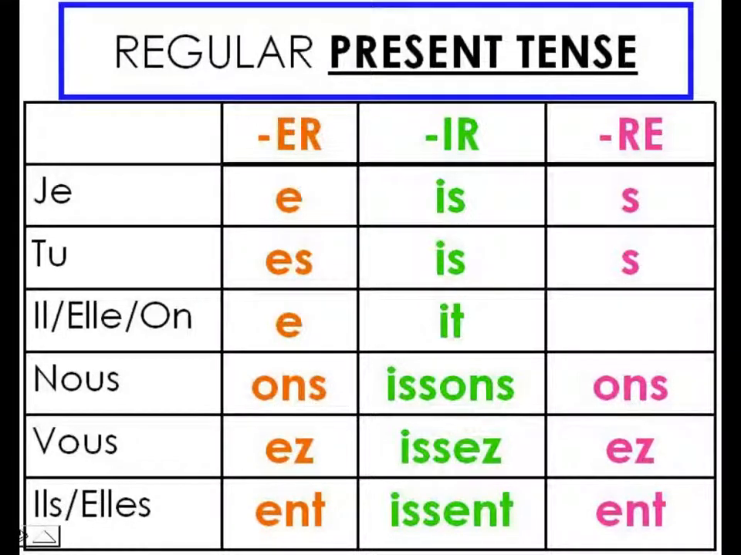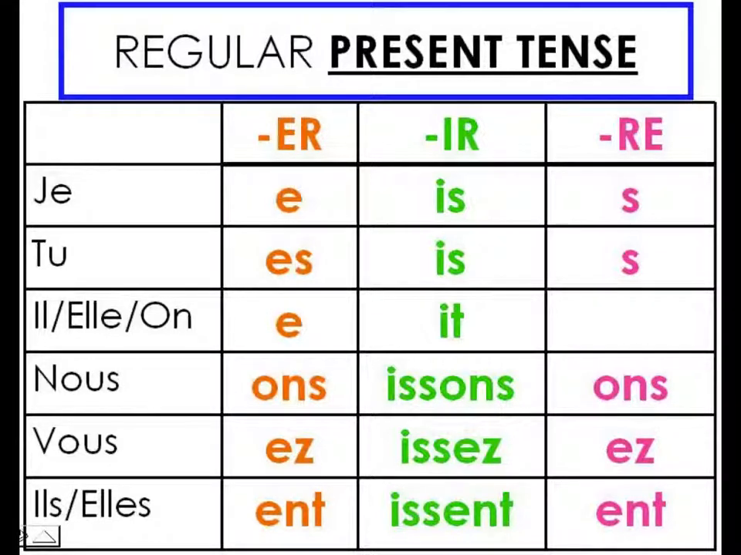So whereas previously with ER verbs, we removed the ER, and for example, if we wanted to say je, I, we added an E. For an IR verb, we remove the IR, but we don't add an E, instead we add an IS. And if it's an RE verb, we remove the RE and we then add an S.